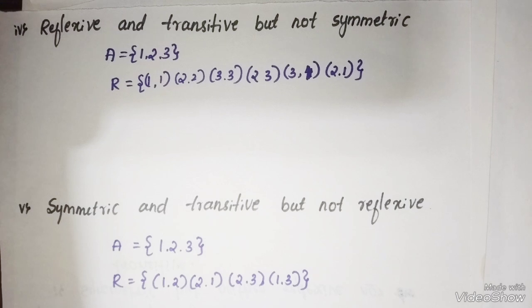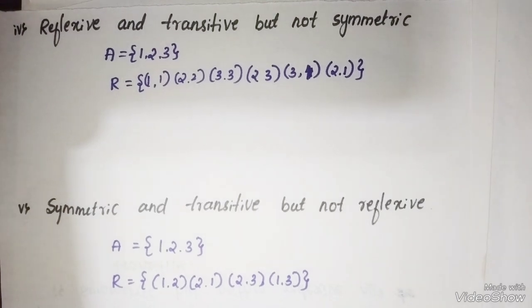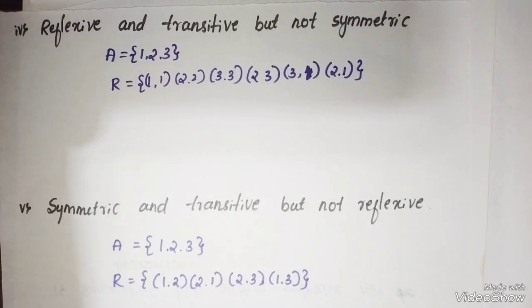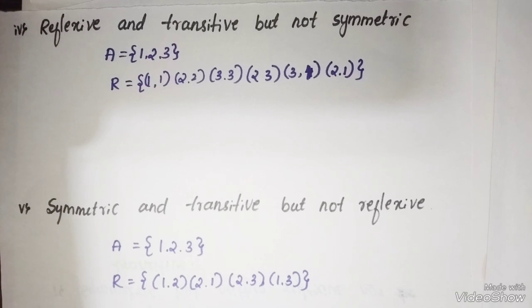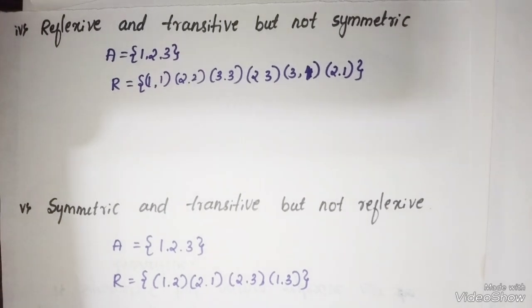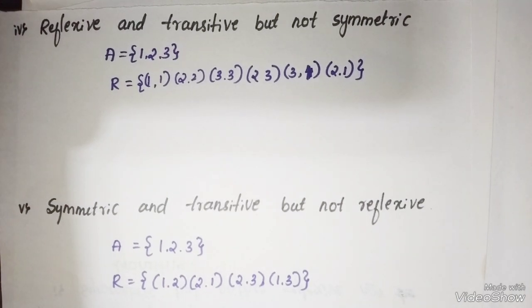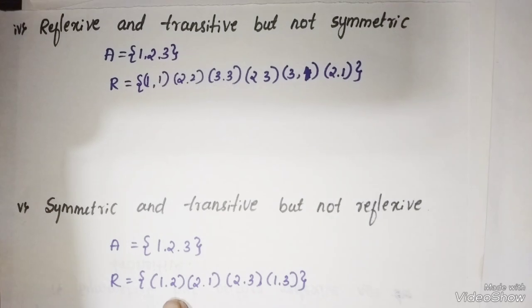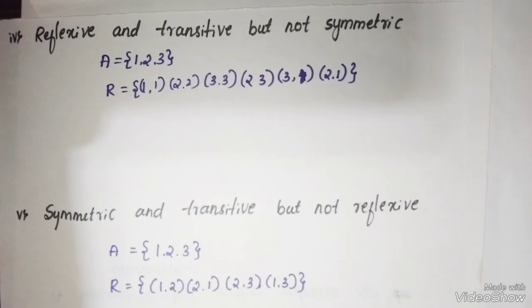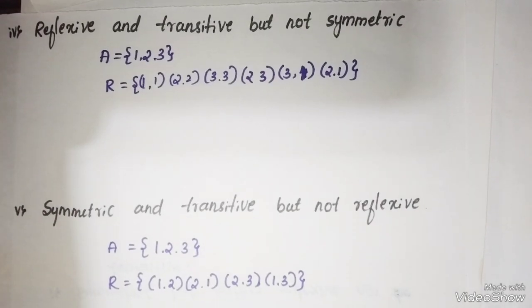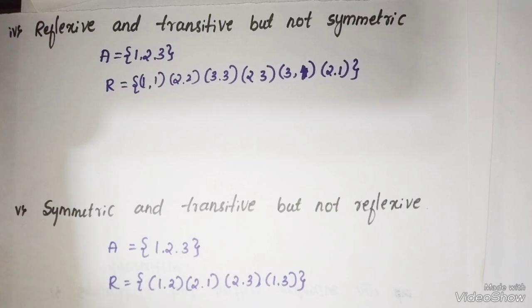Here for the fifth question, symmetric and transitive but not reflexive. Other than the reflexive condition, (1, 2) belongs to R and (2, 1) belongs to R, so it is symmetric. Then (1, 2) belongs to R and (2, 3) belongs to R, then the third element (1, 3) also belongs to R. Here the transitive condition is satisfied, but there are no (1, 1), (2, 2) and (3, 3) elements here. Hence it is not reflexive.